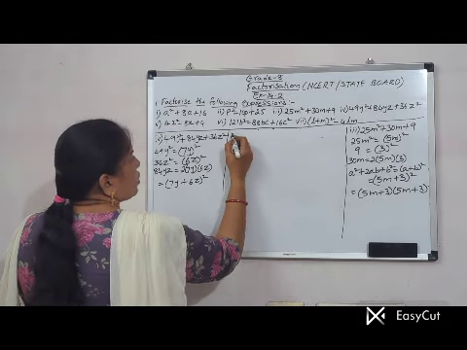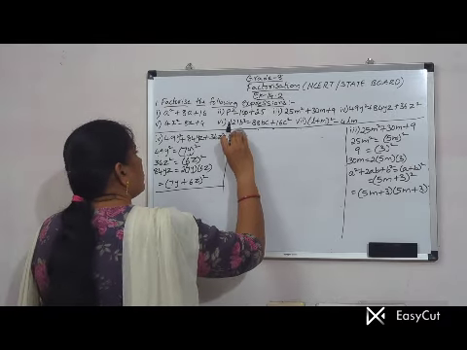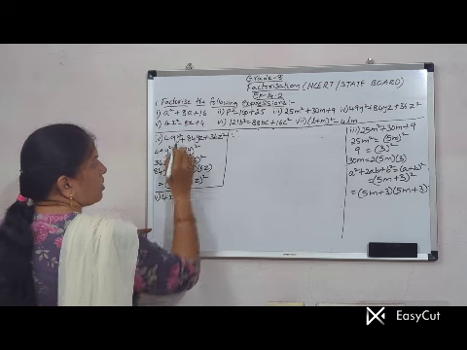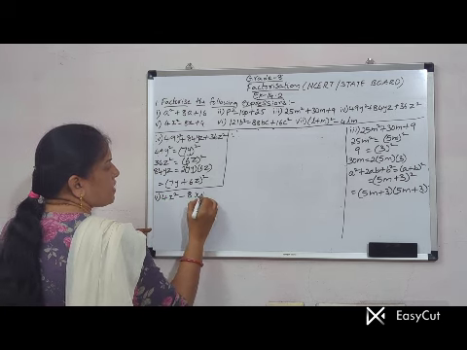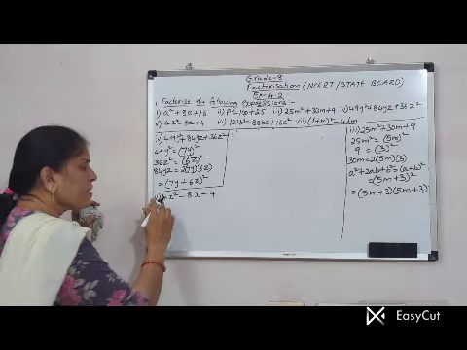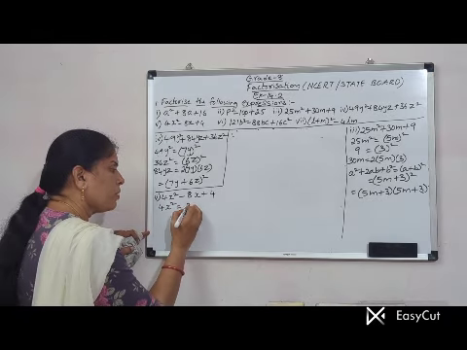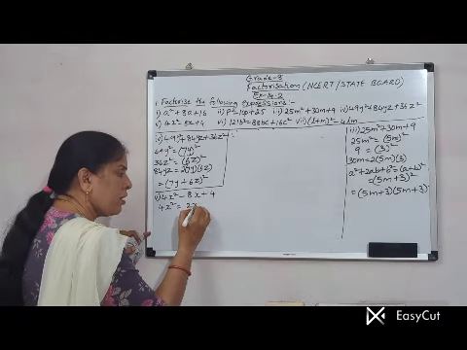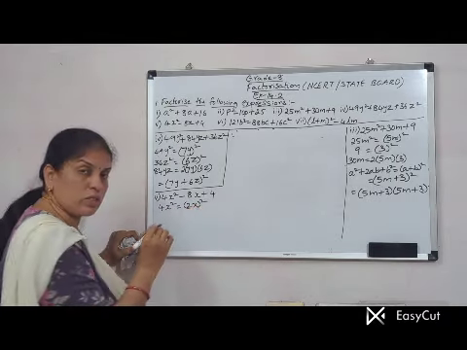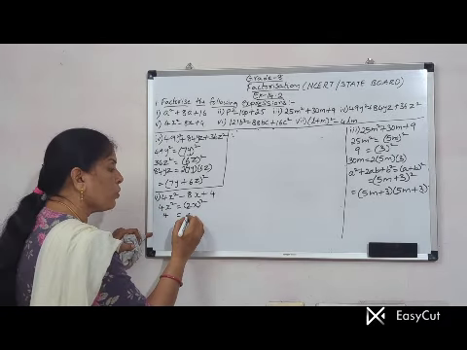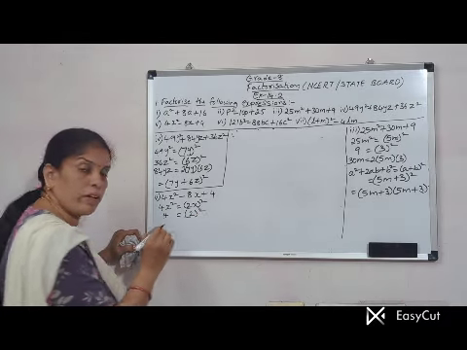Fifth question. What is the fifth question? Here I write: 4x square minus 8x plus 4. Okay. What is the first term? 4x square. What is the square root of 4? 2. Square root of x square? x. You can write 4x square as (2x) whole square. Now, last term 4. What is the square root of 4? 2. You can write 4 as 2 whole square.